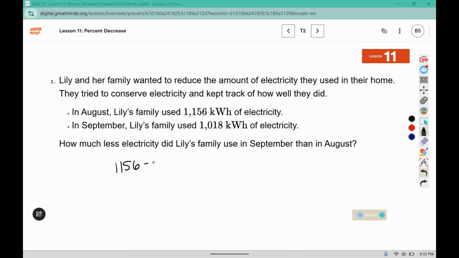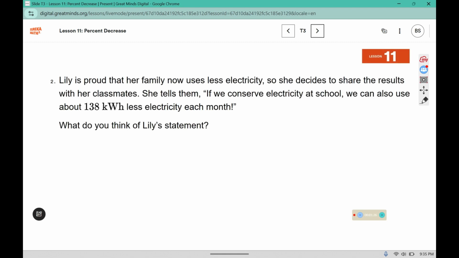So if we subtract, that'll tell us the difference between their usage in August and September. And that is a difference of 138 kilowatt hours. Lily is proud that her family now uses less electricity, so she decides to share the results with her classmates. She tells them if we conserve electricity at school, we can also use about 138 kilowatt hours less electricity each month. What do you think of Lily's statement?